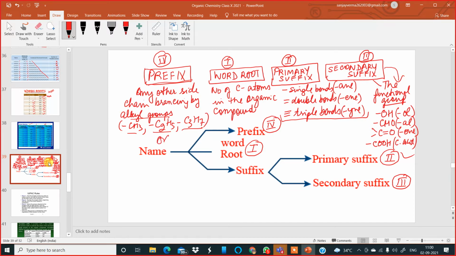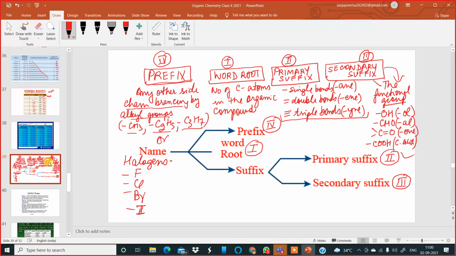Or the presence of halogens, like fluorine, chlorine, bromine, iodine. Can you repeat again, which prefix? Prefix tells us about any other side chain branching.